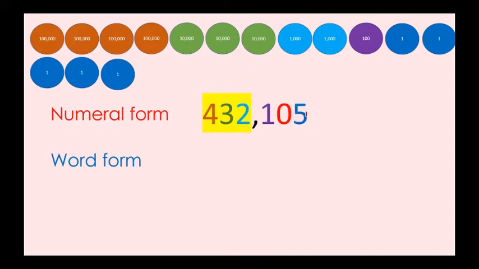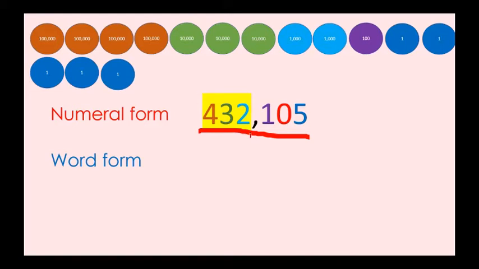So we've been able to look at a picture representing how many of each type of place we've got and turn it into numeral form. Next, we've got the word form. So how would we read this number out in English?